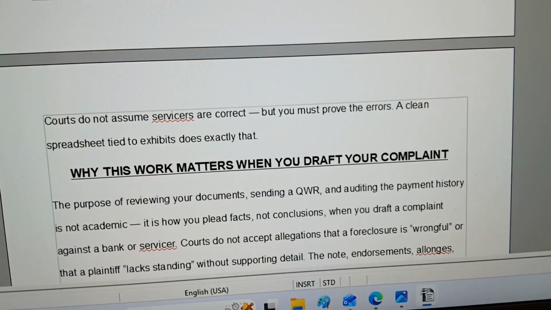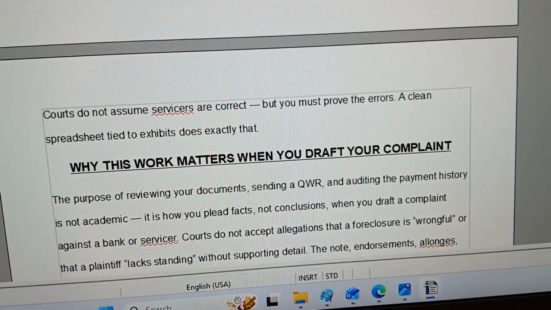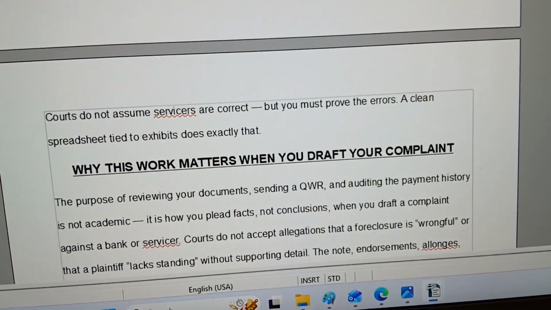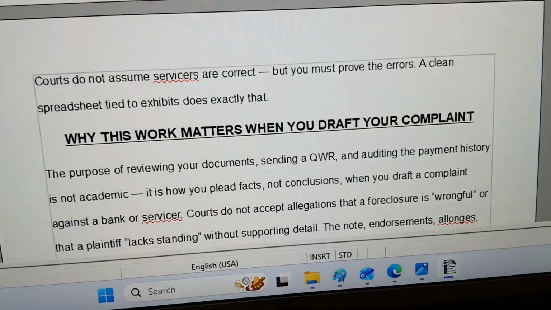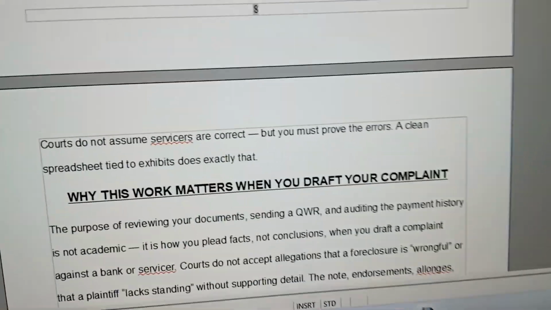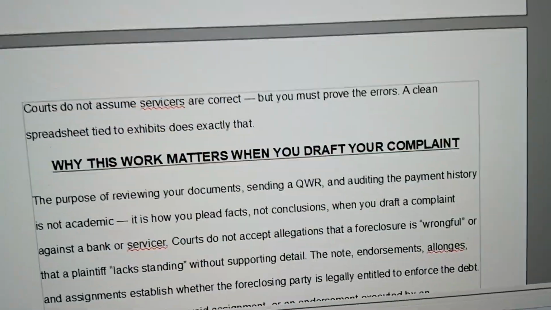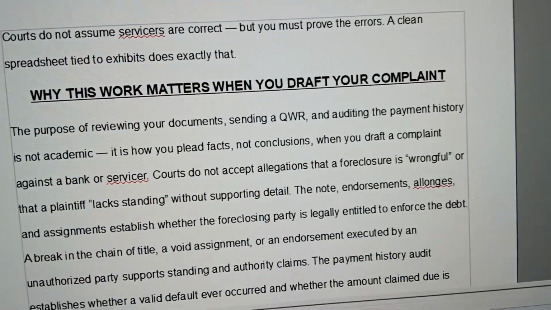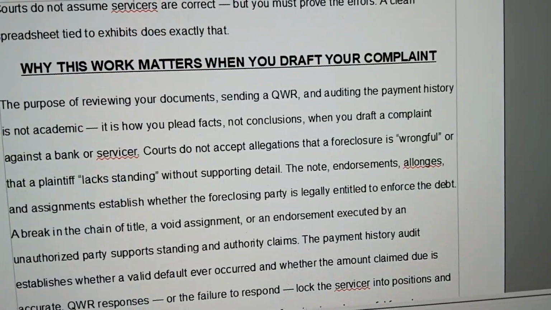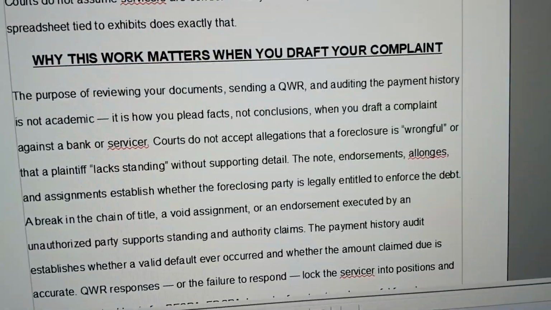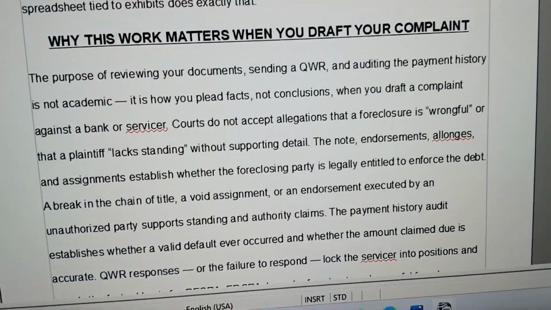Courts do not assume servicers are correct, but you can prove the errors. A clean spreadsheet tied to exhibits does exactly that. Why this work matters when you draft your complaint. The purpose of reviewing your documents, sending the QWR, and auditing payment history is not academic. It is how you plead facts, not conclusions.